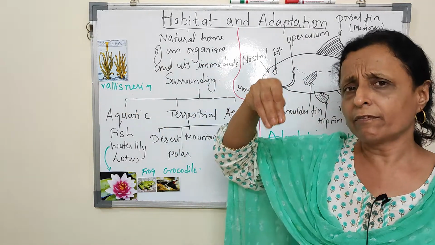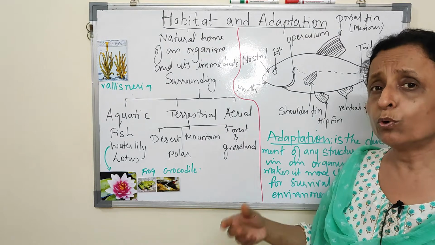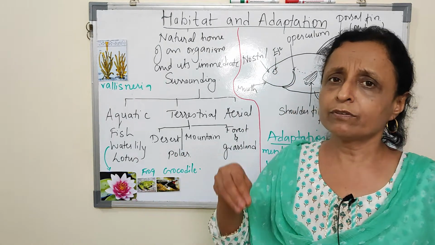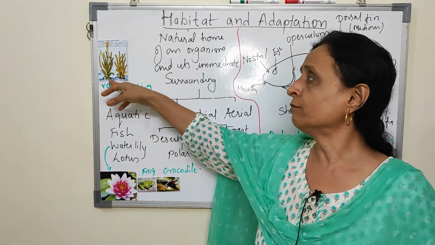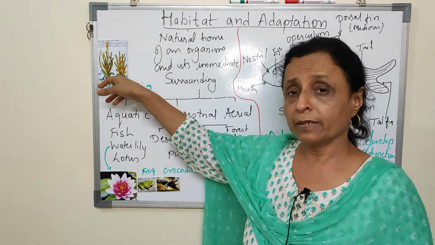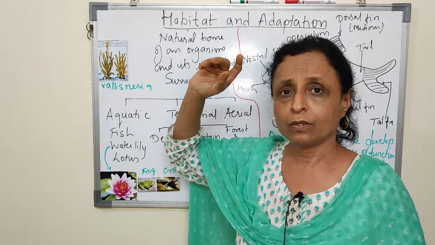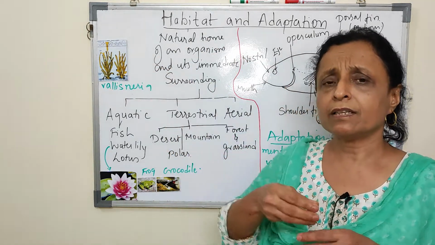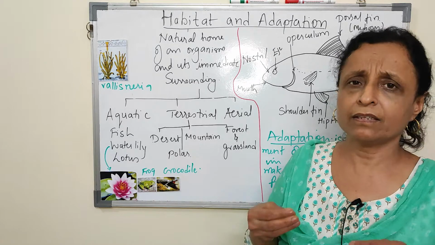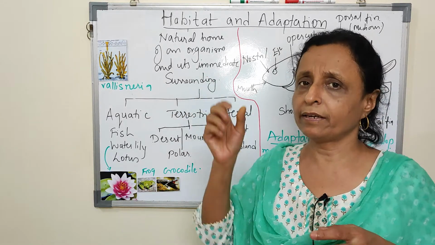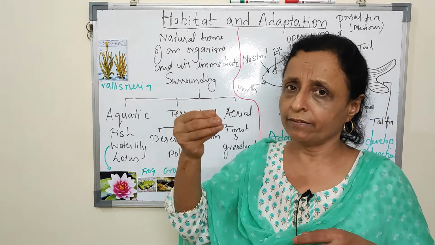They did not have a very big root because water is freely available. They just have to suck the nutrient from the water plus soil and grow. So their adaptation is their roots are very thin, they are not very well developed. The leaves are broad and very thin.